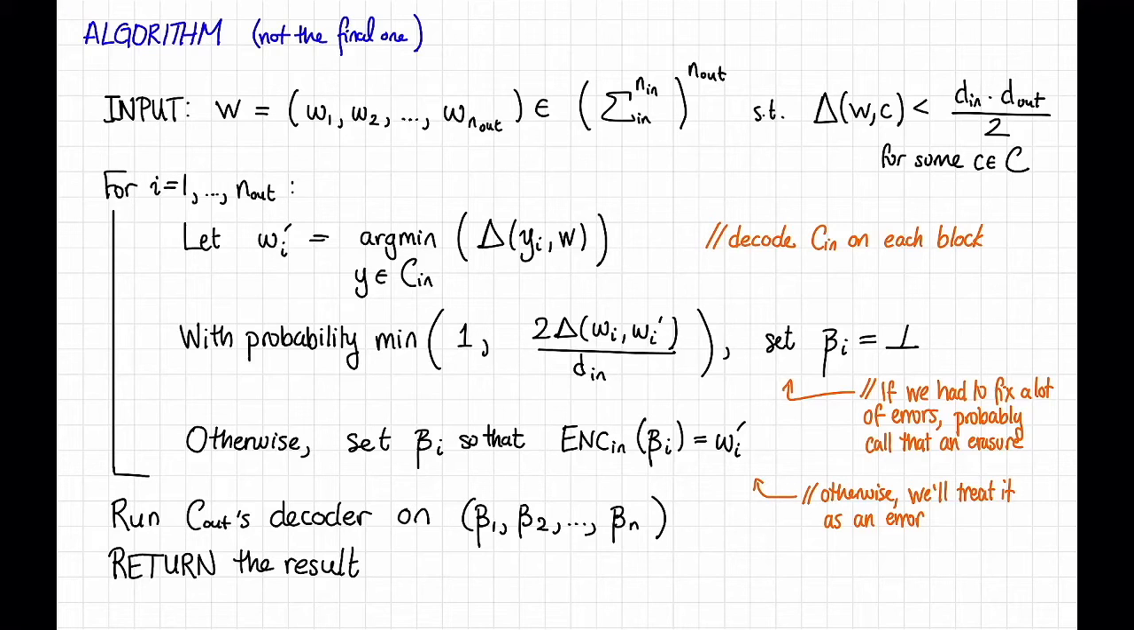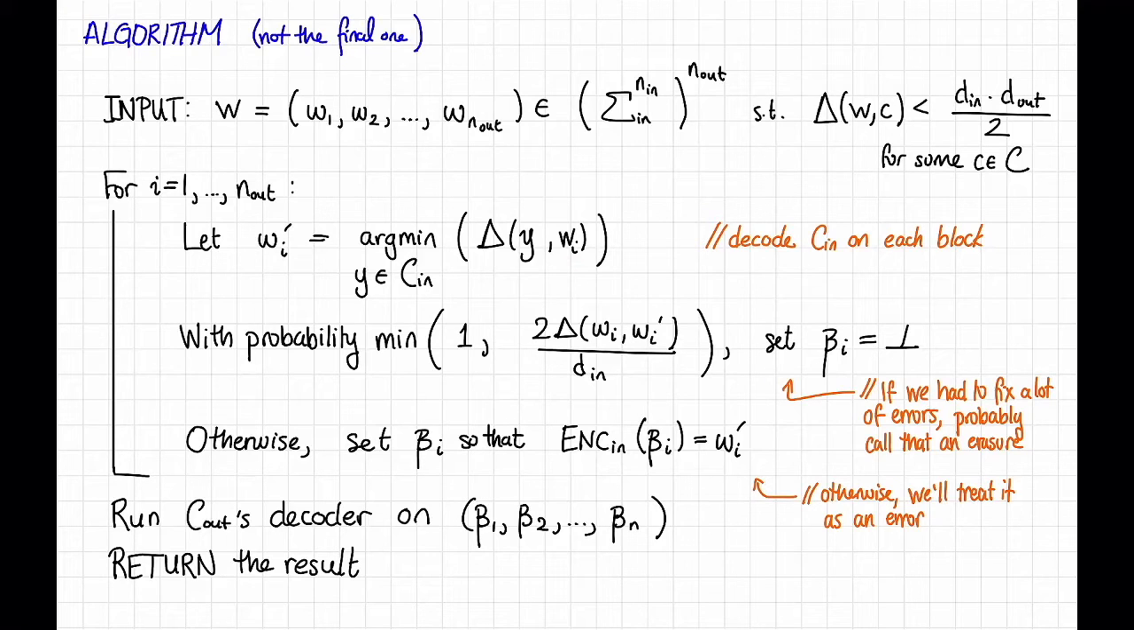Then we're going to do the following. For i from 1 to n out, that is for each one of these blocks in our received word, we're going to decode c in on that block. That is, we're going to let wi prime be the closest y in the inner code c in to the ith chunk wi. You might have noticed that I just moved some subscripts around here because there was a little bit of a typo. Sorry about that before, now it's fixed. Okay, so we're going to find these wi primes that we get by decoding the inner code from each of the wi's. And then we're going to do something a little bit strange.